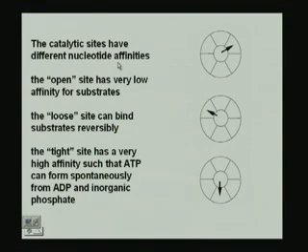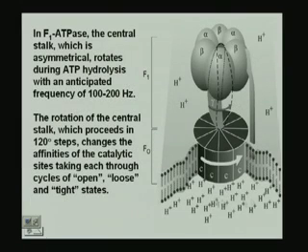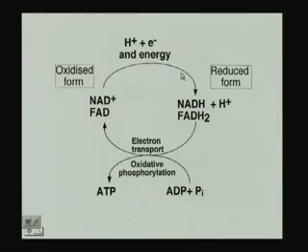Okay. So, we have different nucleotide affinities: the open site that has low affinity for the substrates, the loose site that can bind them reversibly, and the tight site which has high affinity such that ATP forms spontaneously from this. So, this would be the shifting, it goes in an anticlockwise direction. So, we have the beta subunit shift in this direction each time. So, eventually we have the ATP being produced.